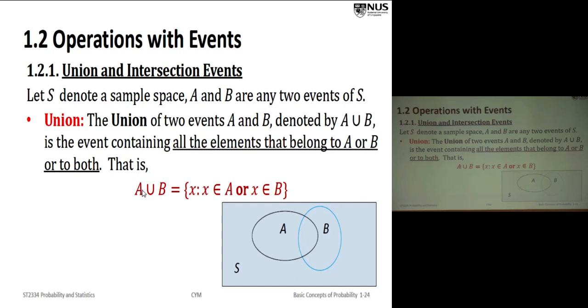So this notation A union B means the set. These curly brackets mean set.